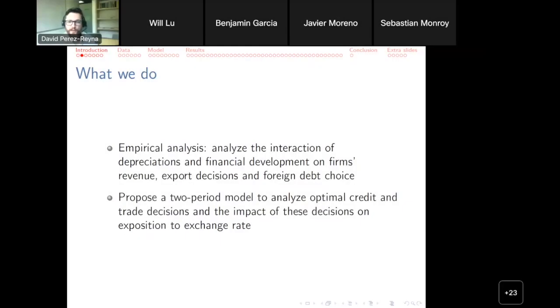...and financial development on firms' revenue, and also to try to understand how is this outcome. We also analyze export decisions, so the export decisions after there's a depreciation, and also the foreign debt choice. And then I'm going to show a two-period model to analyze optimal credit and trade decisions and the impact of these decisions on the exposure to the exchange rate.